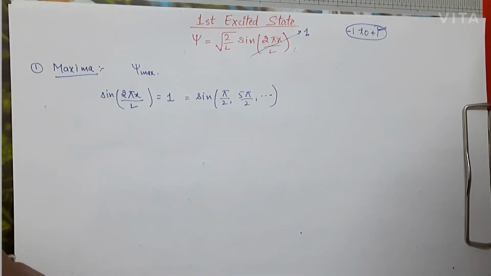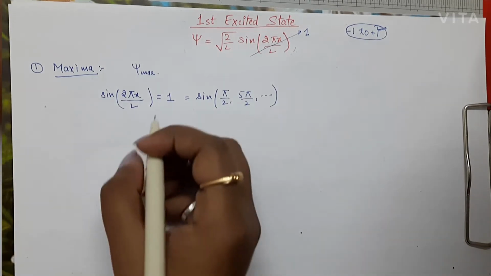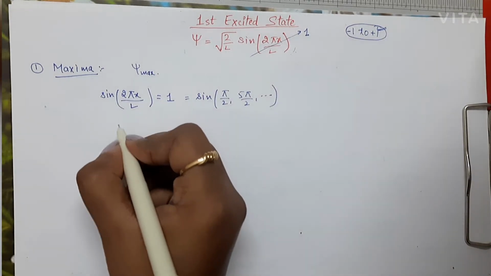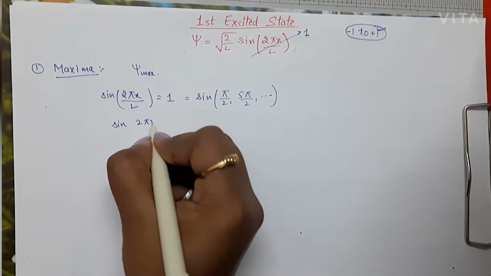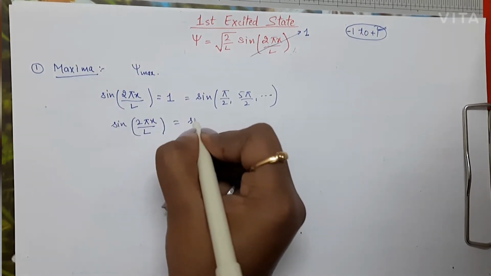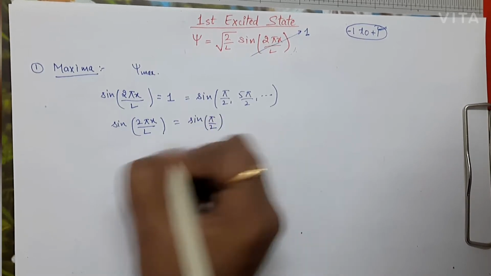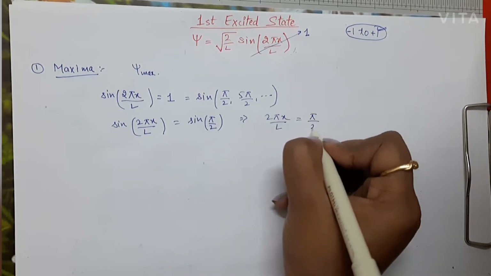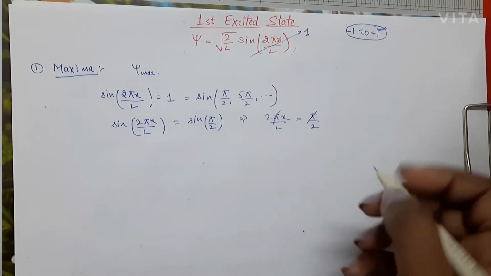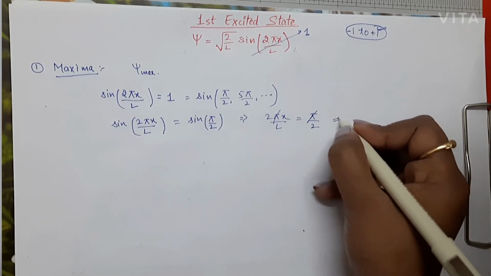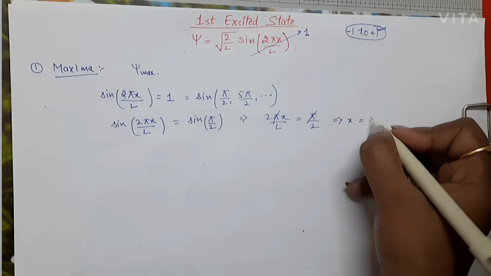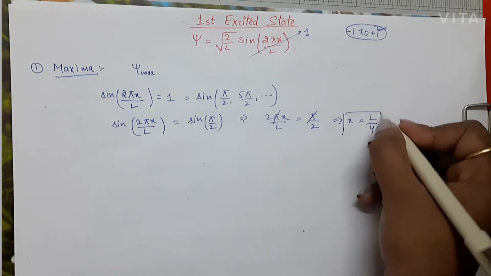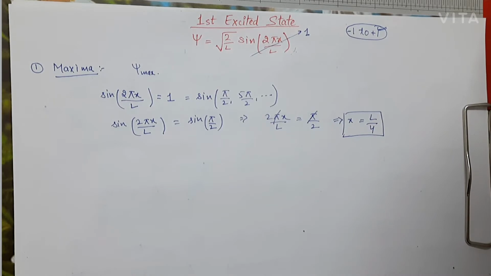If we try to locate the first maxima, it should come when sine 2 pi x by L is equal to sine pi by 2. That is, 2 pi x by L should be equal to pi by 2. So pi cancels out with pi, and we get x is equal to L by 4. So at x is equal to L by 4, we will get the first maxima.